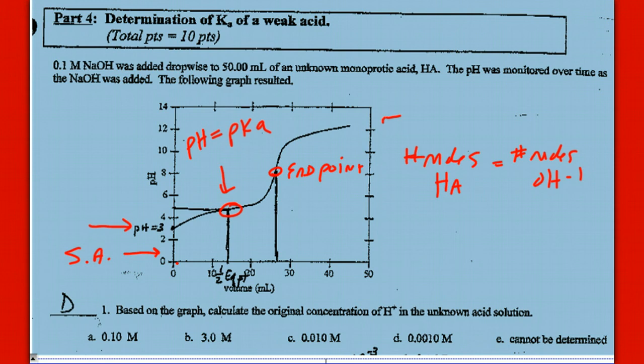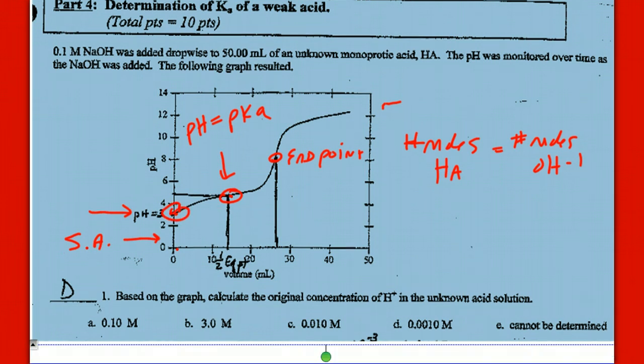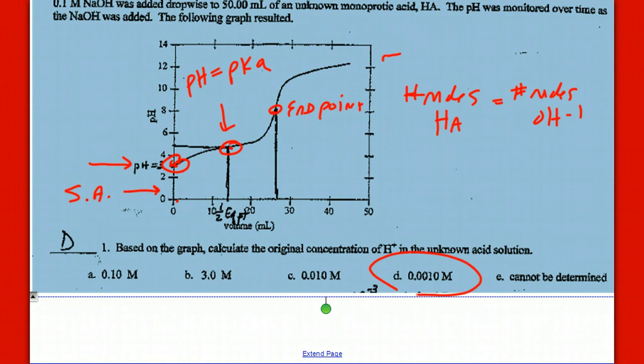That happens halfway here, because at the beginning you have all HA. When you've used up half of it, you have half HA and half sodium hydroxide. Okay, let's look at the questions. What's the concentration when you begin? Well, here's a pH. The pH when you begin is 3. If the pH is 3, the hydrogen ion concentration is 0.001. That was a no-brainer.